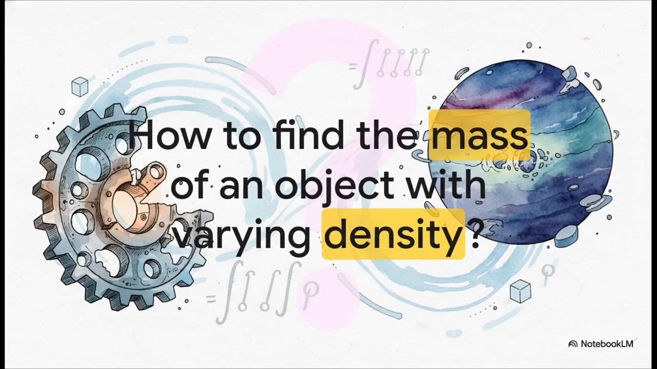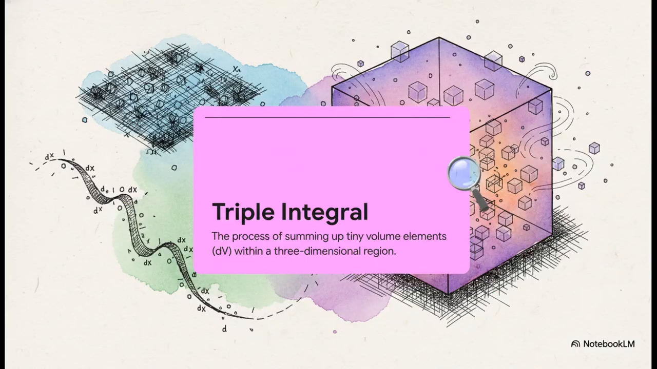So let's start with a real-world question. How would you find the mass of a 3D object if its density isn't the same everywhere? Think of a piece of metal that's not perfectly mixed, or even something as big as a planet. Simple multiplication just won't work, and a double integral can't handle it either. This is exactly why we need something more. And the solution, you guessed it, is the triple integral.